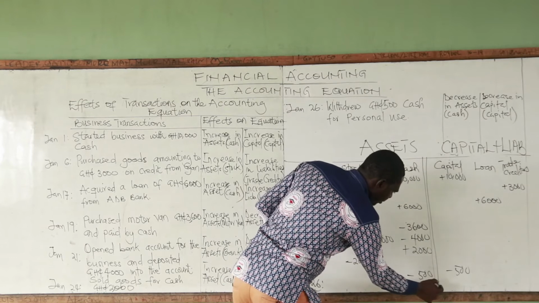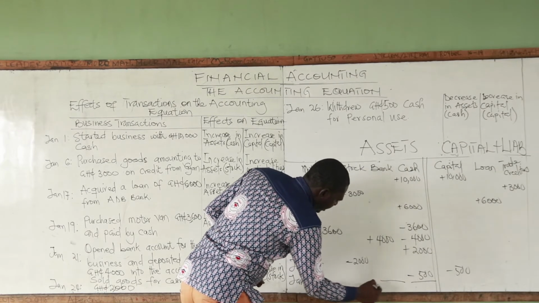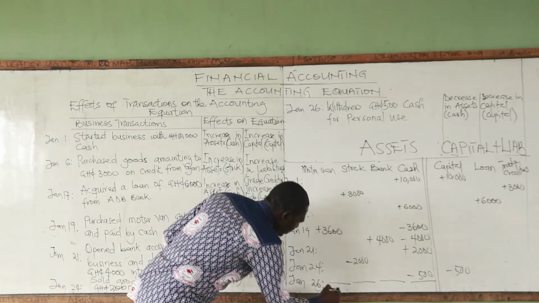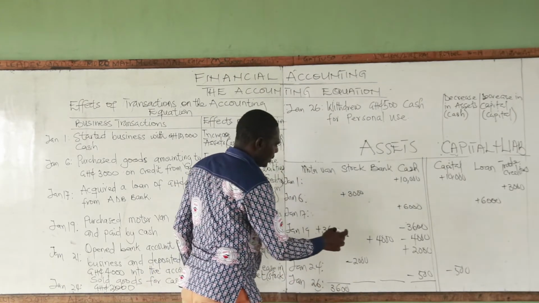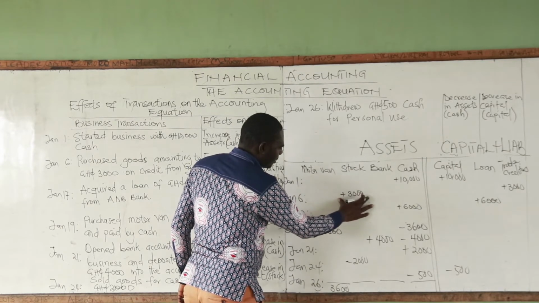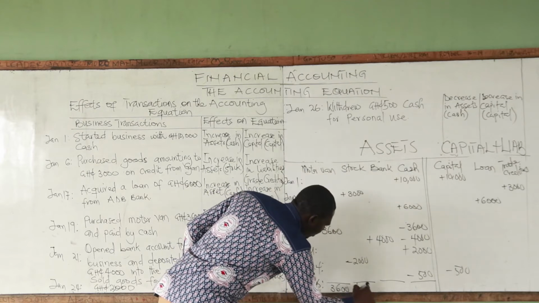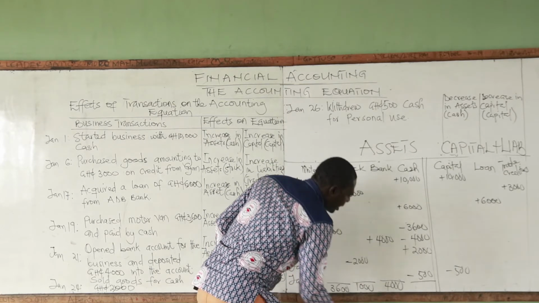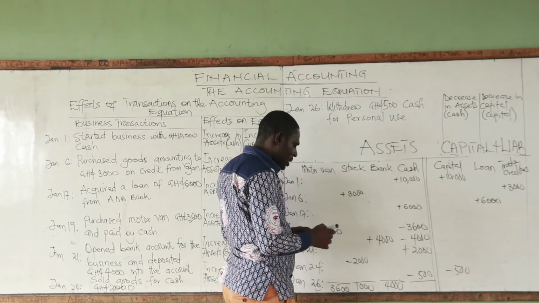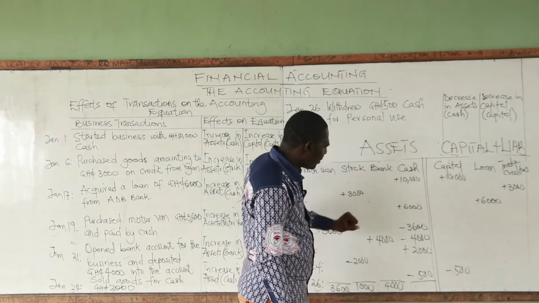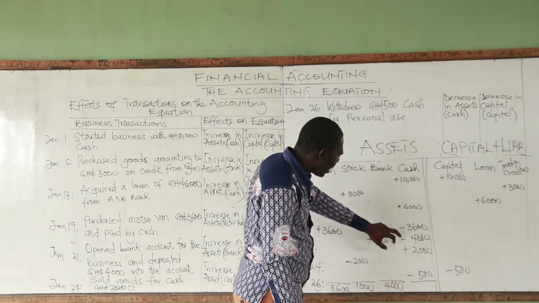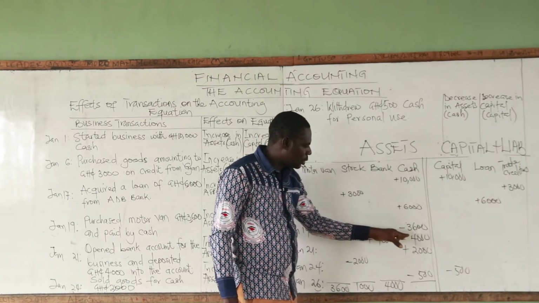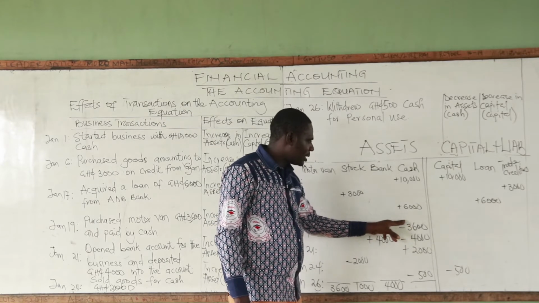Okay. Now, let's underline this. So the total of motor van is 3,600. The total of stock that we have, we had 3,000 and we have sold 2,000. Now we have 1,000 worth of stock. The money we have at bank is still 4,000 Ghana cedis. And here, the cash we have in the business. We have 10,000, we have 6,000, making 16,000. Okay? 16,000 minus 7,600, because 3,600 plus 4,000 is equal to 7,600. And we have 16,000 here.